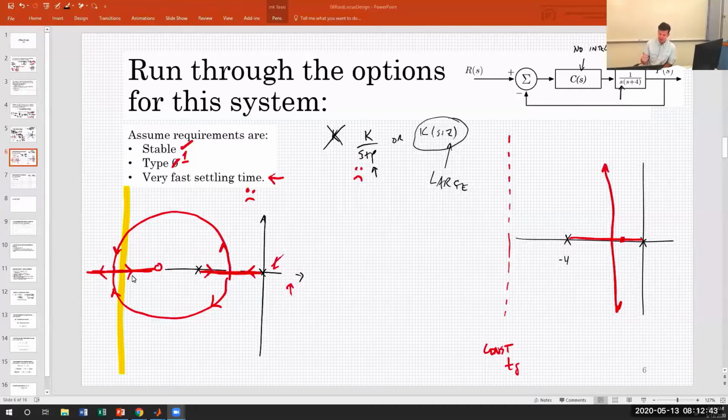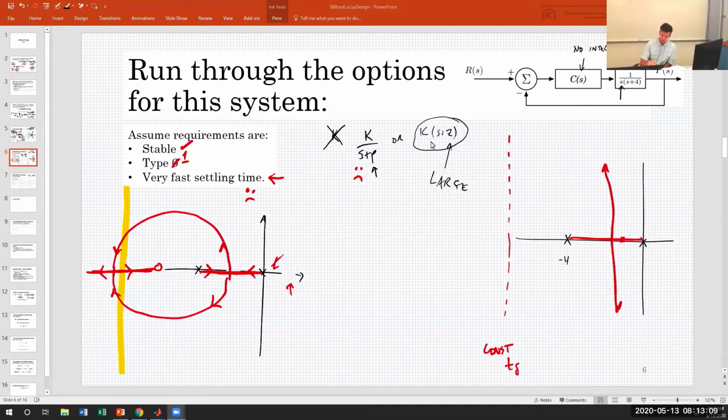And the design that we settled on was, if you place it to the left of the plant poles, then you'll drag the root locus into this form, and that means that you can place the closed loop poles very far to the left, which improves their settling time. Okay, so that was the idea for advocating for basically a PD control.